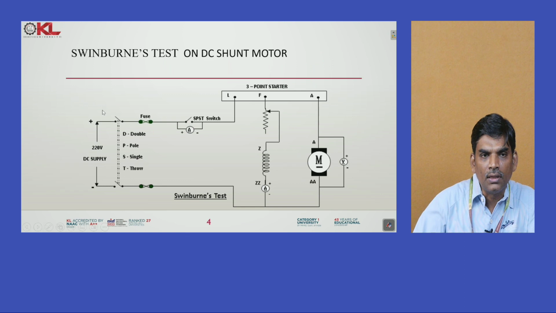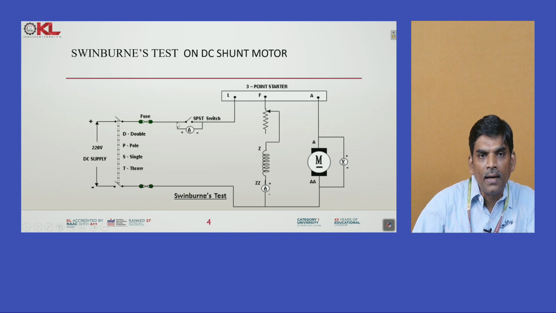We observed the circuit diagram. Here the field winding is in series with an ammeter, which measures the field current. Initially the switch is closed. Why? Because this shunt motor takes more current at starting. To overcome that, for protection purposes, we are providing one switch here. Initially it is closed, but under steady state condition, the SPST switch is open.